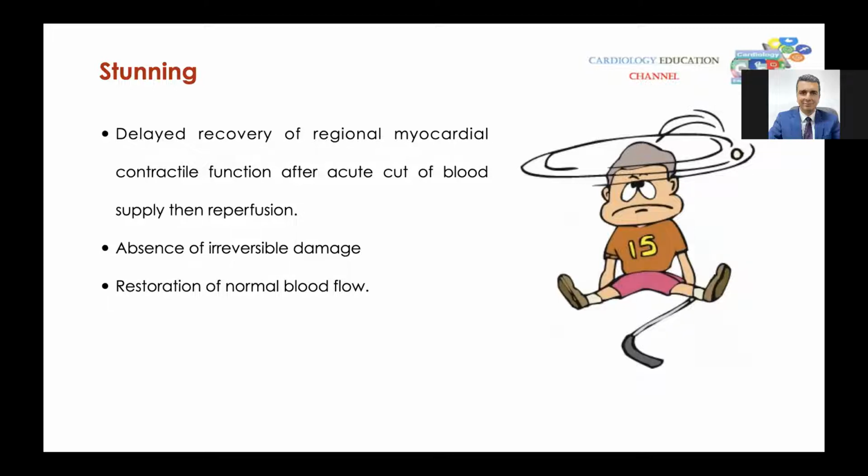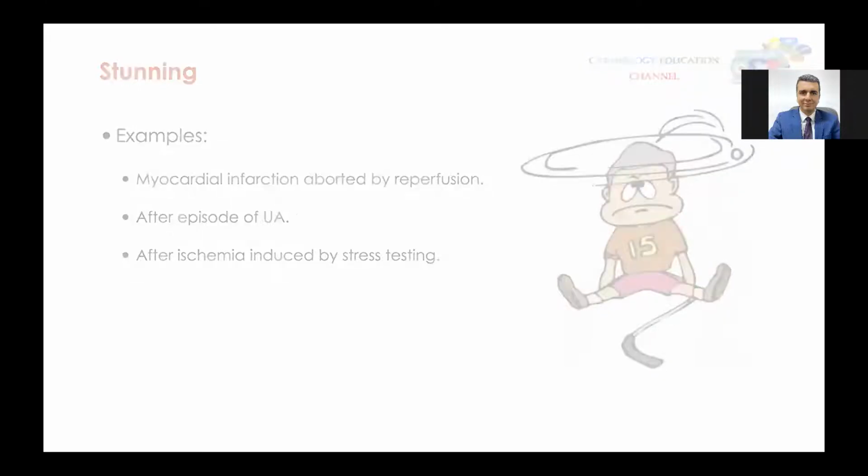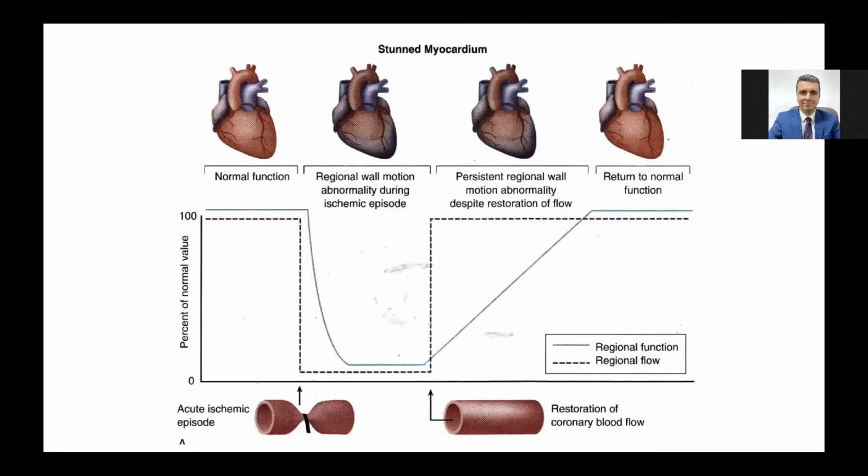So the contractility had stopped for a little bit and it comes back because the blood flow has been restored. Examples of stunned myocardium are myocardial infarction aborted by reperfusion, either pharmacological or by PCI, or after an episode of unstable angina, or after ischemia induced by stress testing. So you have a normal function, then you have an acute ischemia with regional wall motion abnormalities, then the blood flow is restored again, and then the myocardium gradually returns to its normal function.